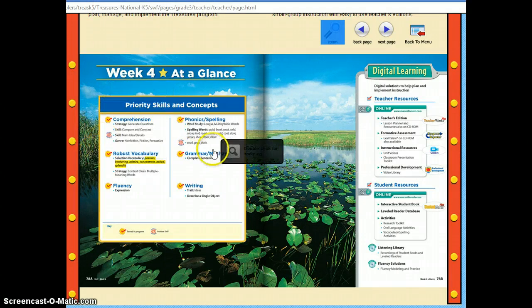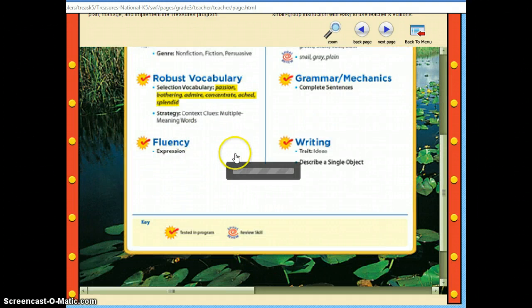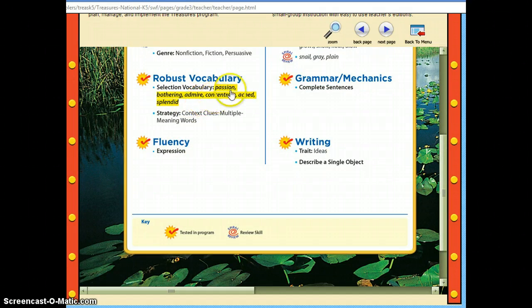I saw here that for the vocabulary for this week, it gave me the words, and it was focused on context clues and multiple meaning words.